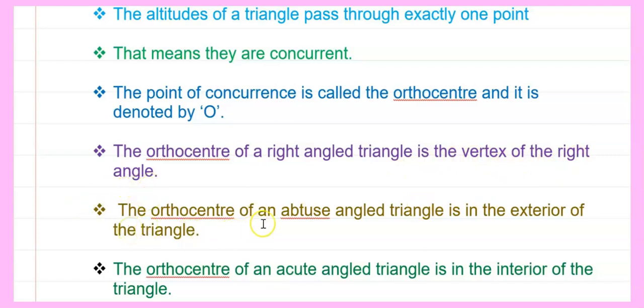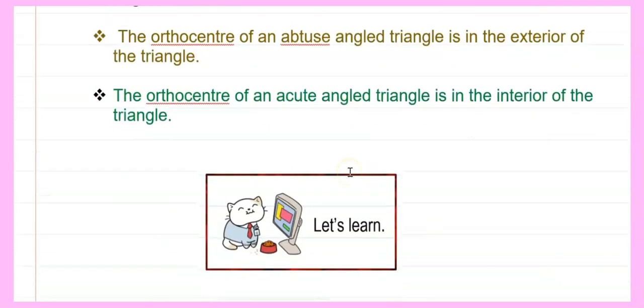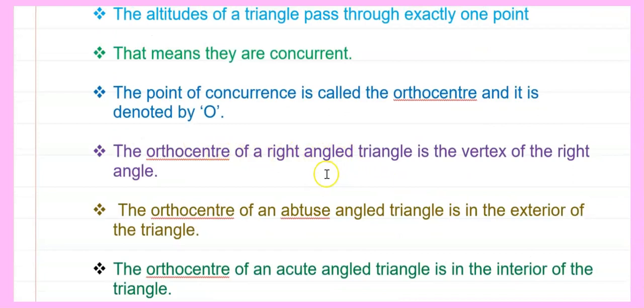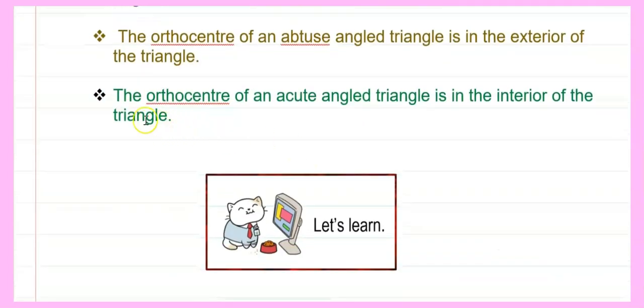The orthocenter of an obtuse angle triangle is in the exterior of the triangle. For a right angle triangle, the orthocenter lies on the hypotenuse. Again, I am repeating this sentence in case it is difficult to understand: the orthocenter of the right angle triangle lies on the hypotenuse. Next, the orthocenter of an acute angle triangle is in the interior of the triangle.